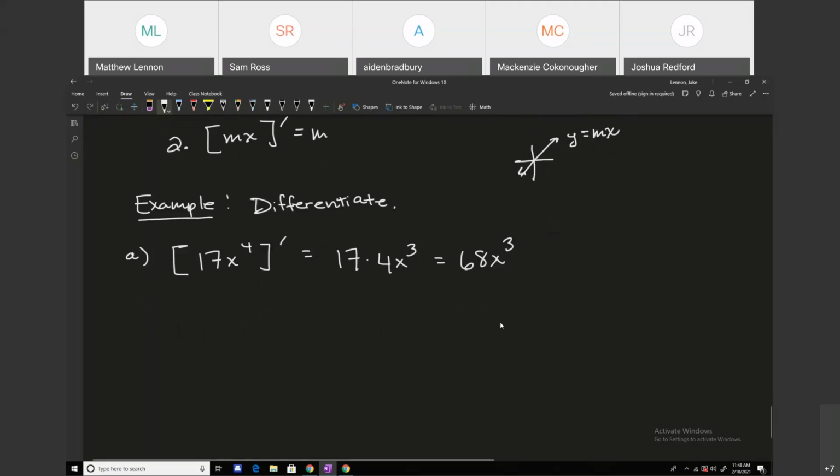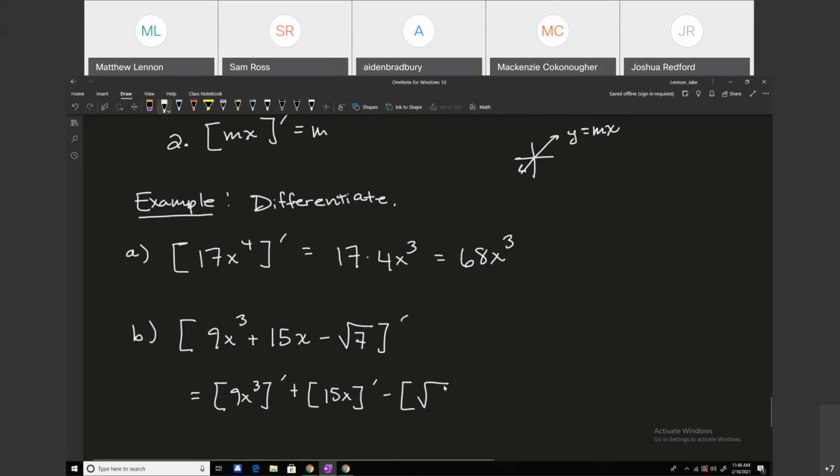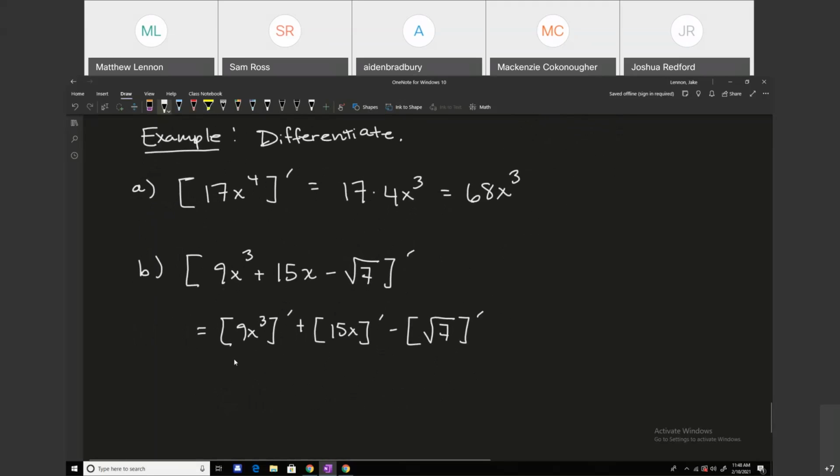Now, what about something like 9x cubed plus 15x minus the square root of 7? Again, you would go term by term here. So we can do 9x cubed, we can do 15x, and we can also do the square root of 7.